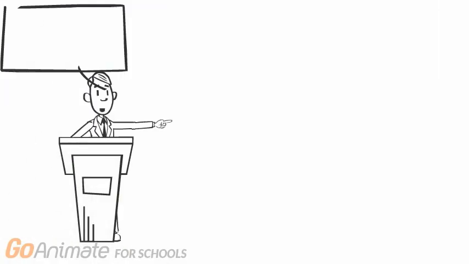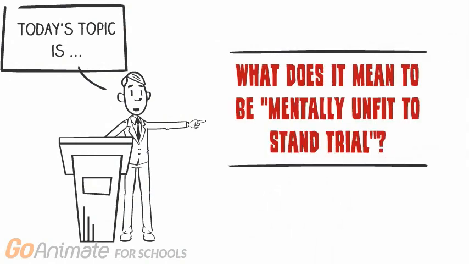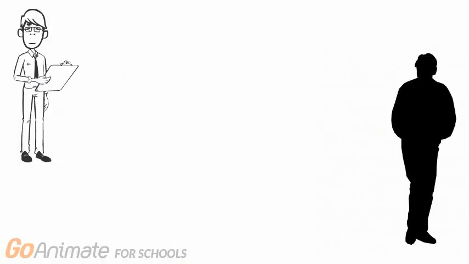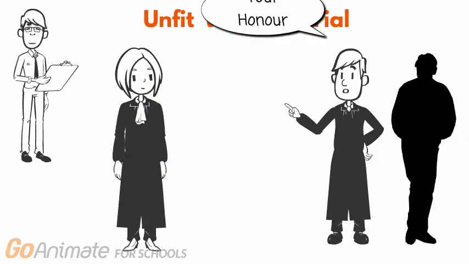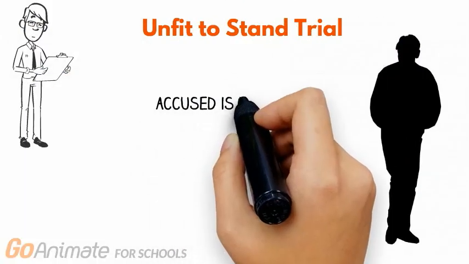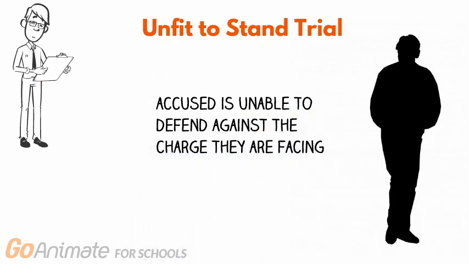Today we are going to be talking about what it means for a person to be unfit to stand trial, as well as the process involved. Let's say a person is charged with a crime and their lawyer is making the case that they are unfit to stand trial. Being unfit to stand trial means the accused is unable, because of a mental disorder, to defend against the charges they are facing.